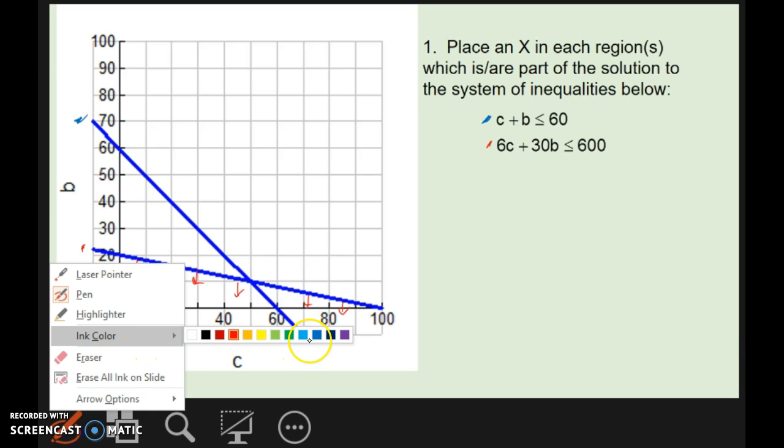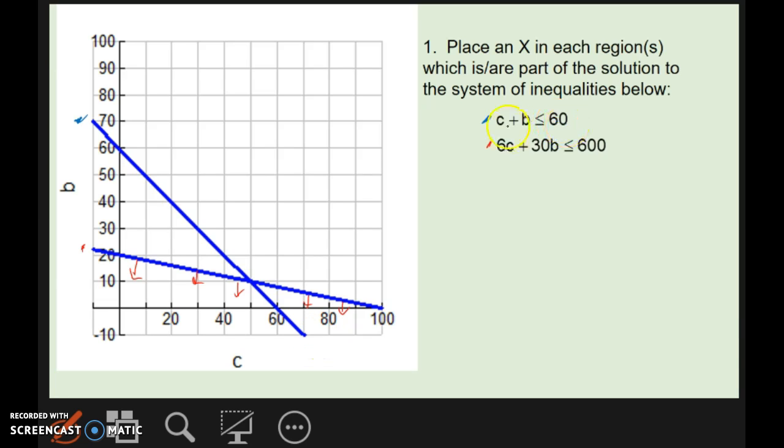Then I do the same thing for the other region, 0, 0. I've got 0 plus 0 is less than or equal to 60. So again, that's true. So anything down in here works out. And so it looks like my region that's part of my solution set would be right in there.